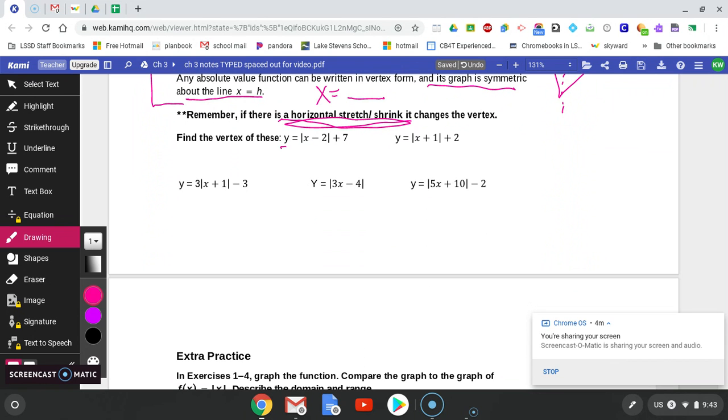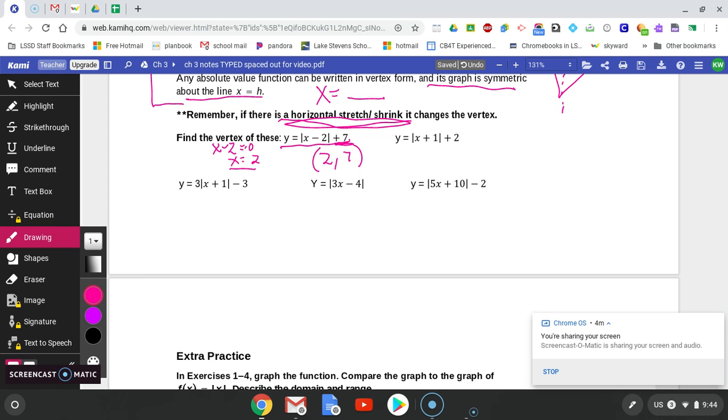So I want to know what the vertex is of this one. If I set x minus 2 equal to 0 and solve it by adding a 2 to both sides, I'd get the x value is 2. So that means my vertex is (2, 7), because it's always this answer, comma, this number here. So try those next ones and see if you can come up with it.